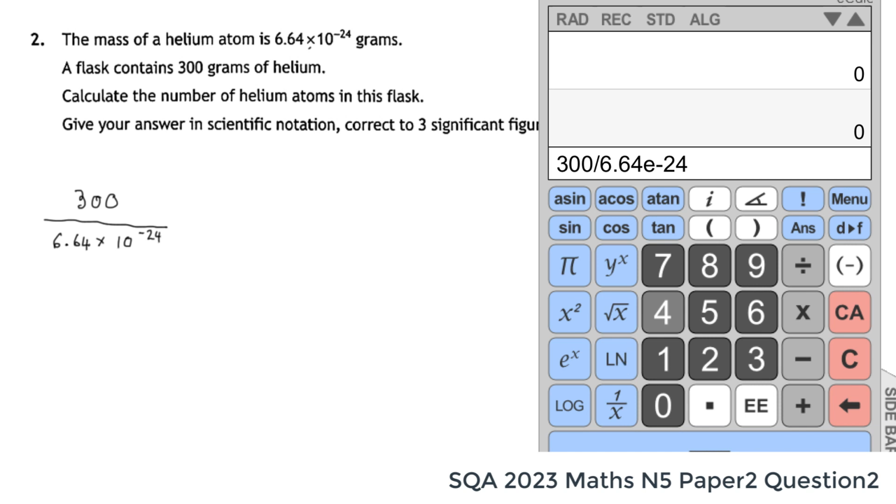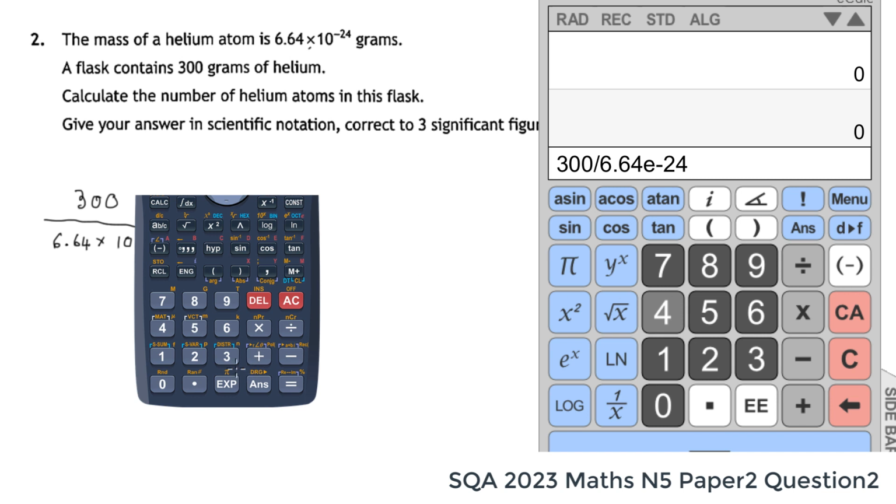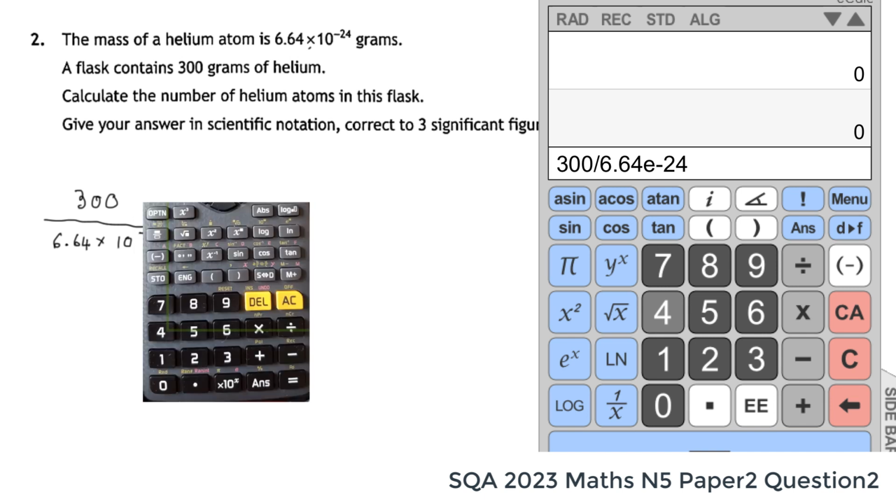There are other buttons, obviously. Look at this calculator. On this one, the equivalent of my EE button is an X button. So this means times 10 to the power of. My button means times 10 to the power of. So that's one example of a calculator. There are others. There it is. It says times 10 to the power X. That's the same button on this type of calculator.